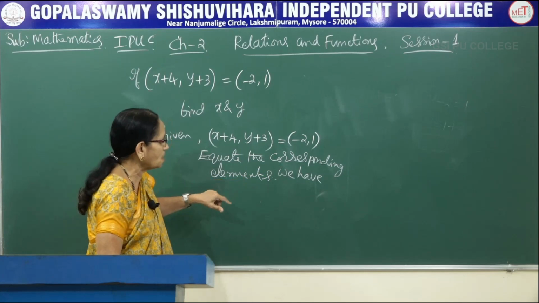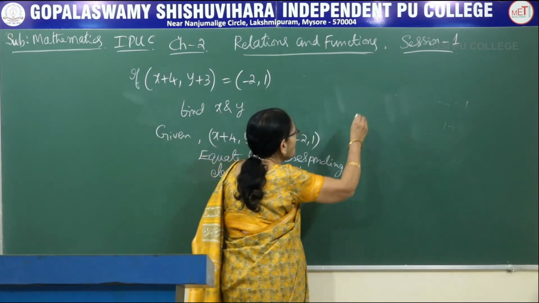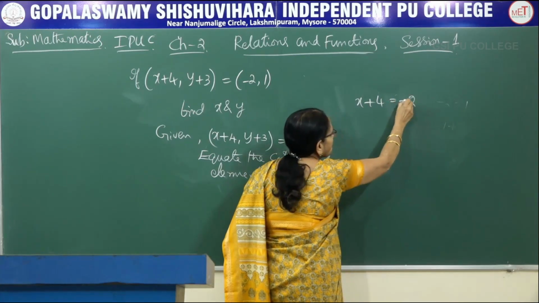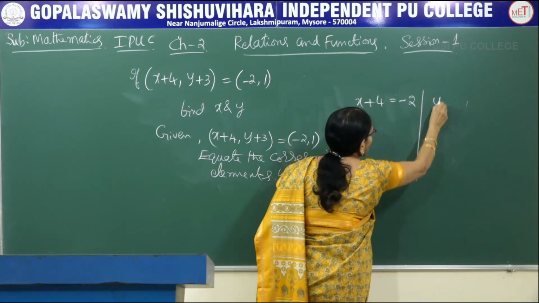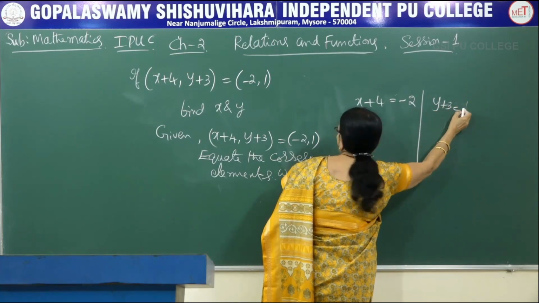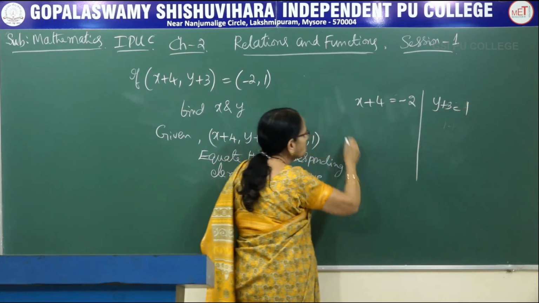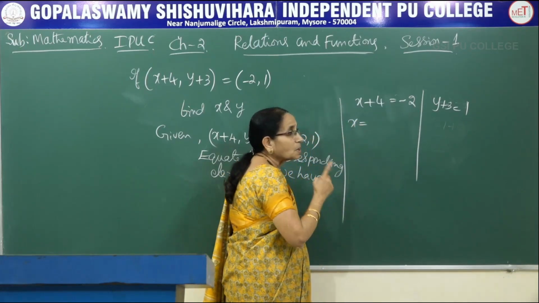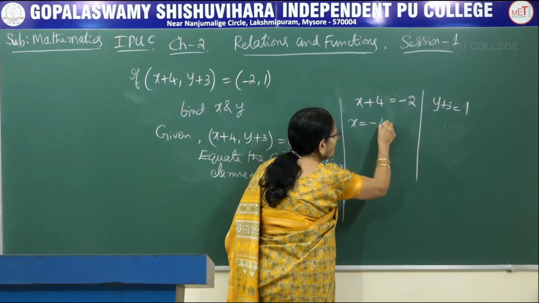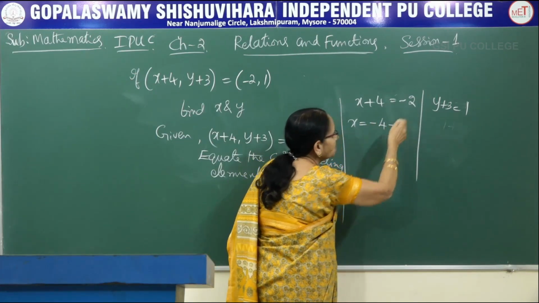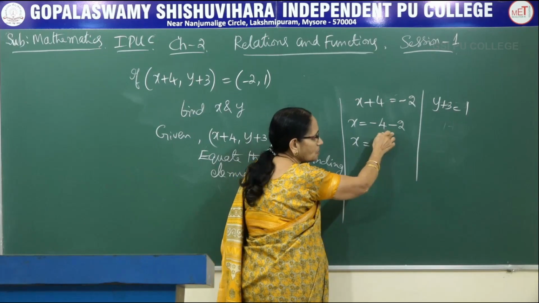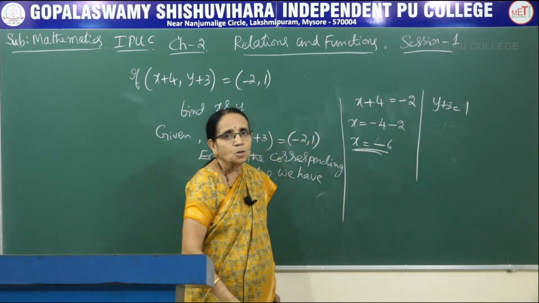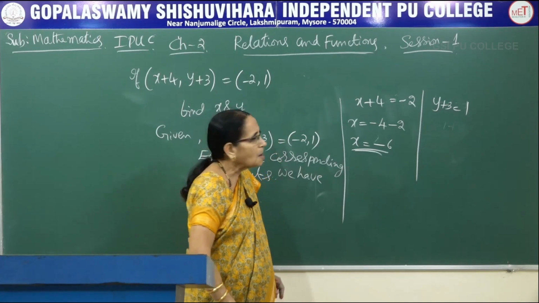Equate the corresponding elements. We have x plus 4 is equal to minus 2. That is the first element. The second one, y plus 3 is equal to plus 1. Therefore, we can take this 4 to the right hand side. Because it is plus 4, it would become minus 4. Already one minus 2 is there. So, since both of them are negative, we add them and give the same sign, minus sign, to the answer. So, x is equal to minus 6.